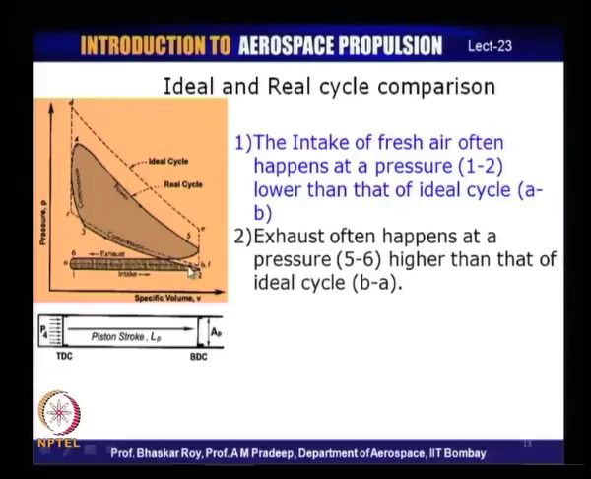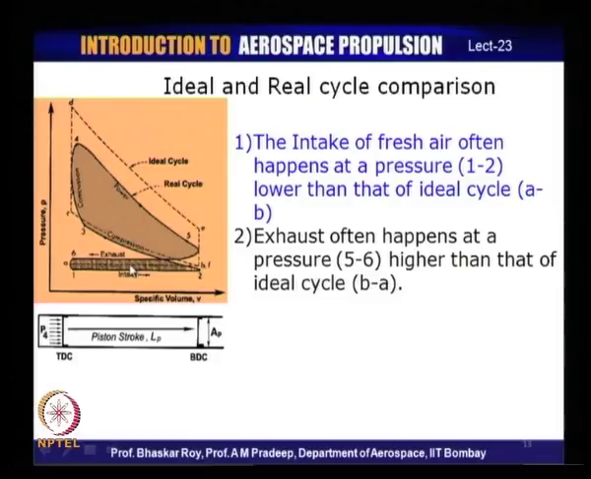And as we shall see later on, the exhaust often happens at a pressure higher than that of the ideal cycle. It starts from here and goes around here, and then this is how the intake occurs. Now, this is how the air is driven out of the piston, and this is how the piston actually takes in the air.